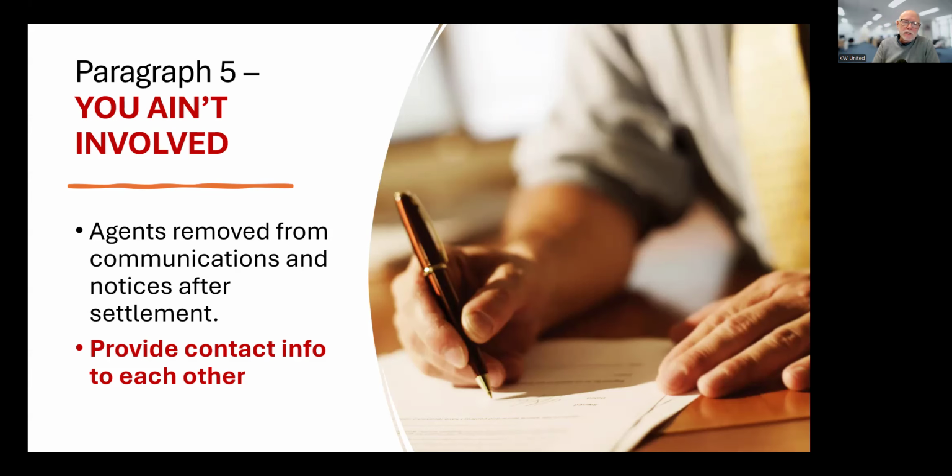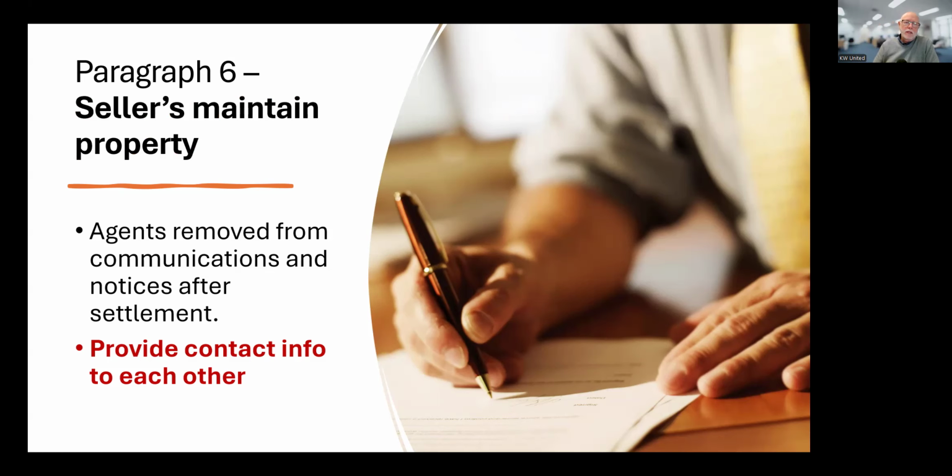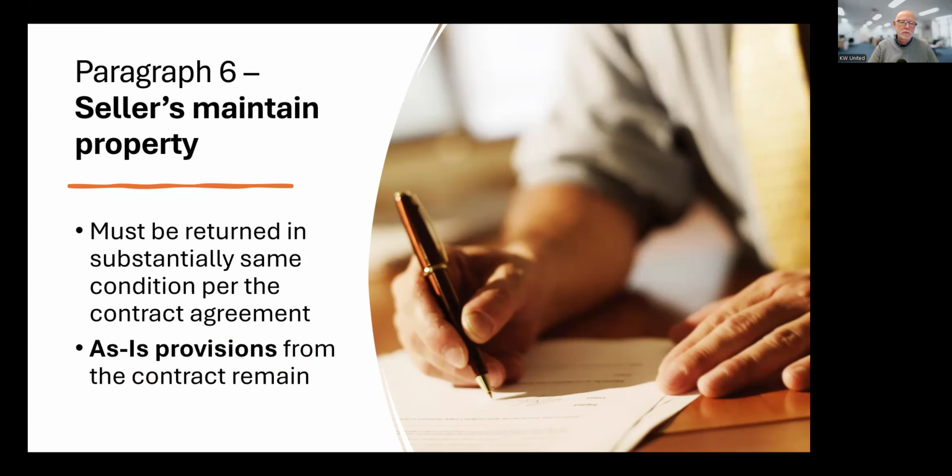Paragraph 6, sellers maintain property. Again, they're in the property. They're not a landlord and tenant situation. The seller's still taking care of it. Dishwasher goes out, they take care of it. HVAC goes out, they take care of it. Okay. And again, they provide the contact information with each other.